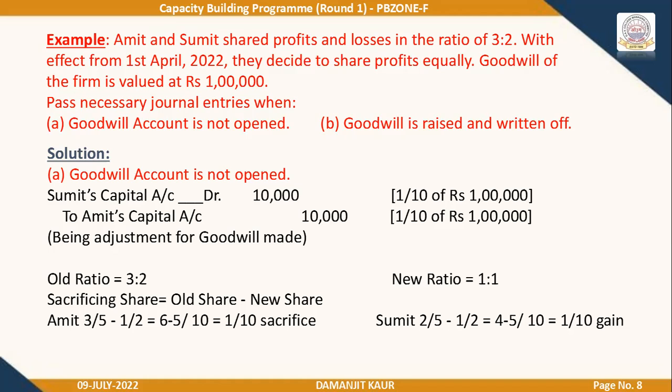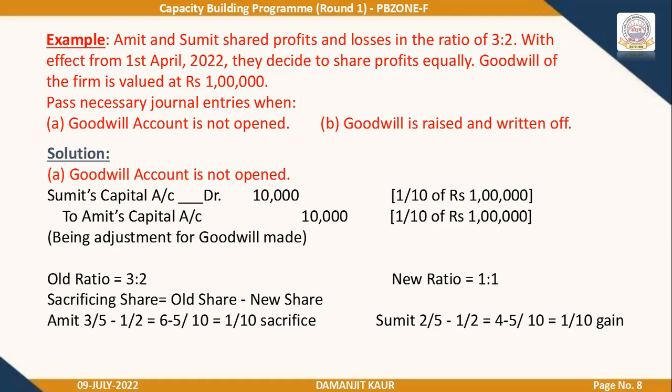First is when goodwill account is not opened, and then second is when goodwill account is raised and then immediately written off. Now, if we look at the question, it is not mentioned whether capitals are fixed or fluctuating. So they will be assumed as fluctuating because we know that when specifically nothing is mentioned, then capitals are assumed to be fluctuating. That means in this question, we'll pass the journal entries through capital account only.